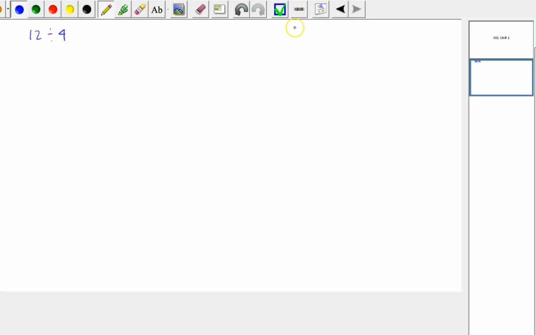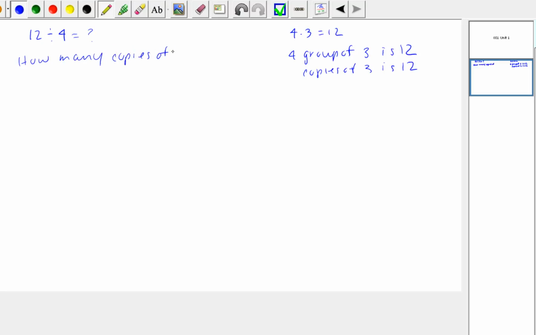Okay, so remember for, say, 4 times 3 equals 12, we'd say 4 groups or 4 copies of 3 is 12. Okay. So to reverse that idea, we're going to say how many copies of 4 are in 12, okay? Or groups of 4 are in 12.